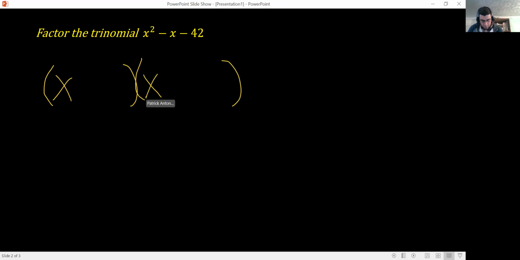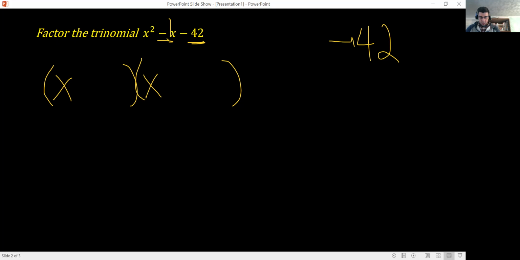You want numbers that multiply to -42 and add to -1. Because remember, if we FOIL this out, the outer and inner terms are going to add together to give us -1, and they're going to multiply together to give us -42. Now, you could probably do this in your head once you get good at it. But for two numbers that multiply to -42, we want to list the factors of -42. But also, they have to add to -1.